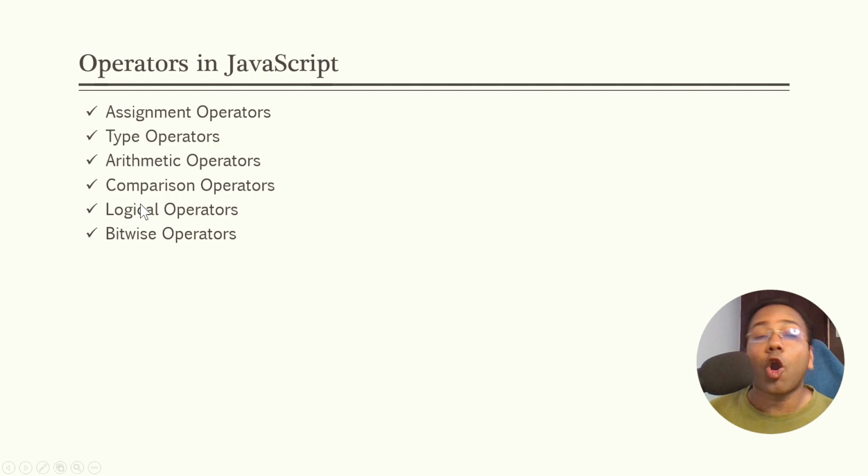Then comes your comparison operator. The comparison operator will be used to compare two values and it will output a boolean value. So that and all I will be discussing. Then comes your logical operators. Logical operators will be used for any kind of decision making in conditionals, so I will be touching base on that as well. And then finally we will wrap our discussion with the bitwise operator. So without any further delay, let's dive in.